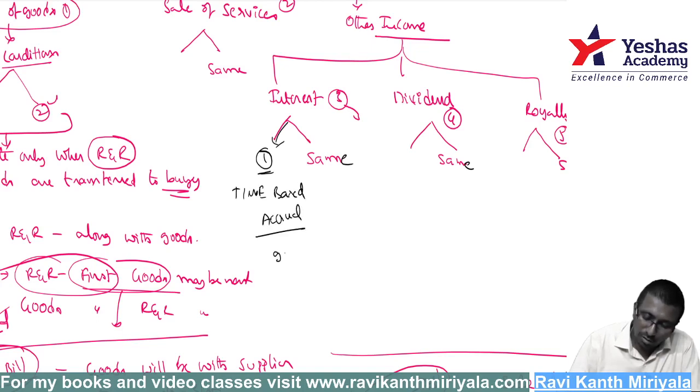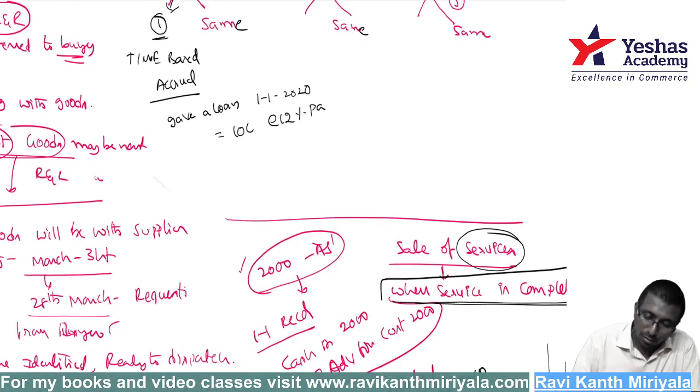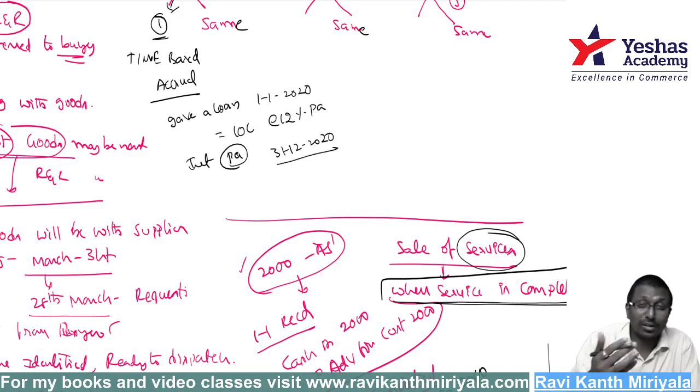Yeah, you gave a loan. Sir, I gave a loan, sir. On which day you gave? 1st January 2020 I gave. How much loan you gave? Let us say 10 lakh, at the rate of 12% per annum. Okay. But let us say interest is payable only once per annum, that means 31st December 2020. On that day whoever is the borrower is going to pay us.